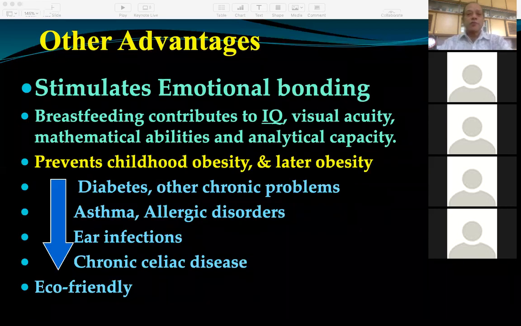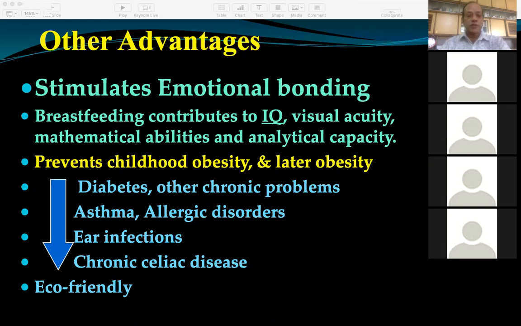The other advantages of breastfeeding are very important. One of the most important advantages is it prevents diseases like diabetes, other chronic problems, asthma, allergic disorders, ear infection, and celiac disease. And the most important advantage is it stimulates emotional bonding between the mother and the child. It contributes to IQ. The IQ is about 3 to 7% more in breastfed babies. Visual acuity is better. Mathematical abilities are better, and so is the analytical capacity. And overall, it is eco-friendly. So that is very important to maintain the environment.